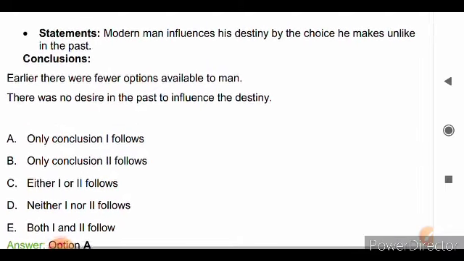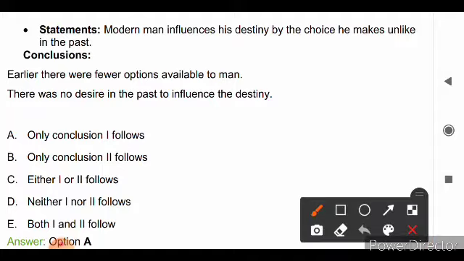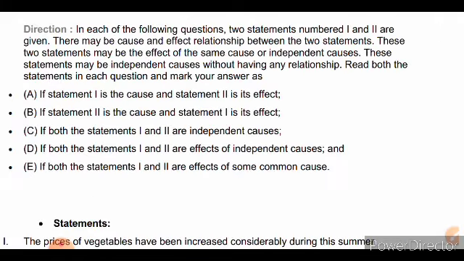So the statement is modern man influences his destiny by the choice he makes, unlike in the past. Conclusions: 1, earlier there were fewer options available to man. 2, there was no desire in the past to influence the destiny. So the right answer of this question is only conclusion 1 follows. Earlier there were fewer options available to man is right. Next question is direction for question.